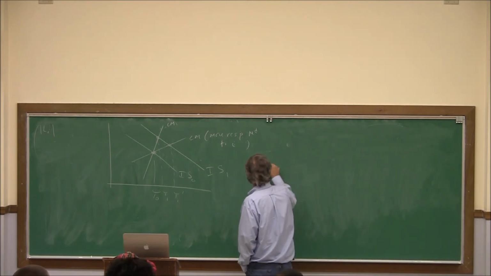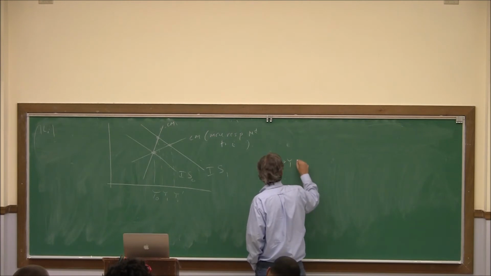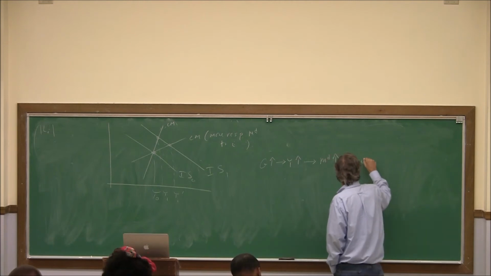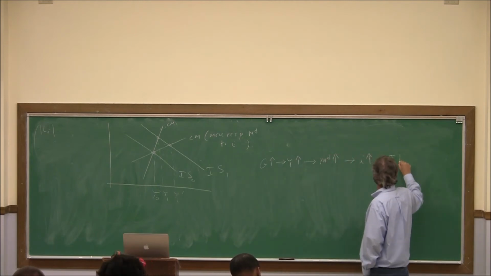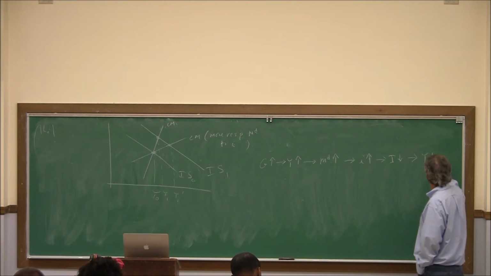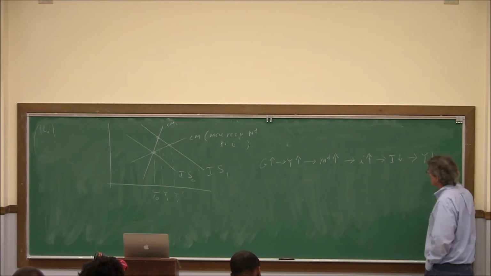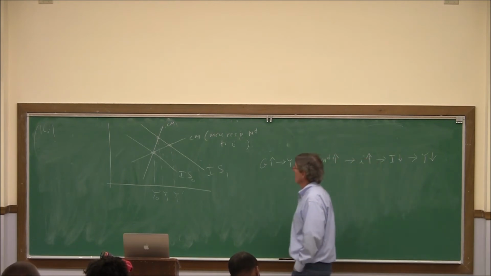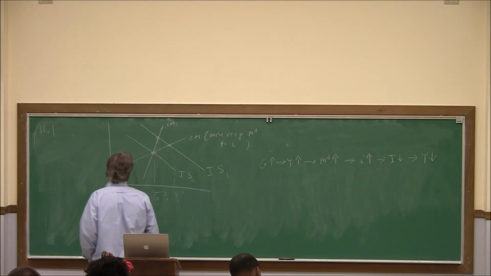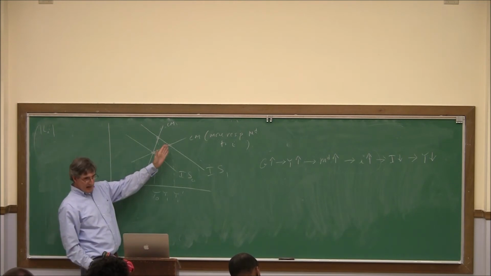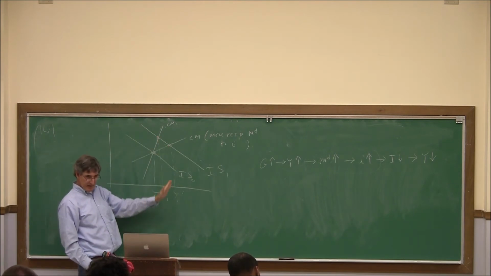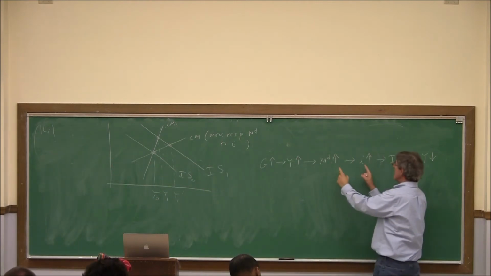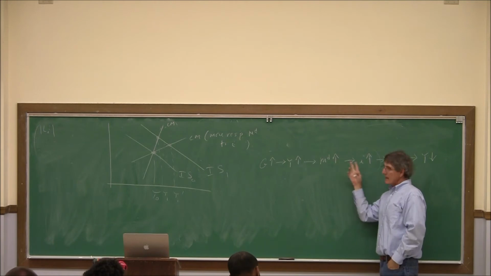Government spending goes up, that causes output to go up, that causes money demand to go up, drives the interest rate up, drives investment down, which drives output down. This is the crowding out part. Where this matters is right here. So it must be that crowding out is less in this case, because it's working on this crowding out part. It's this link right here. It's the relationship between money demand and the interest rate.